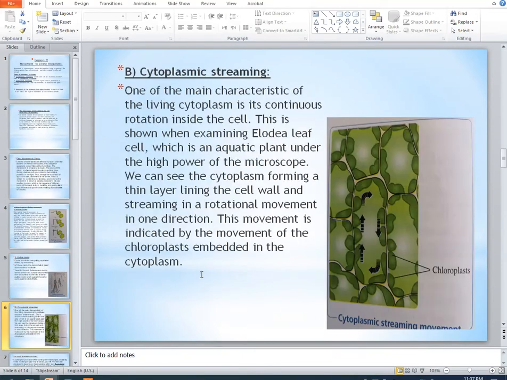We also have cytoplasmic streaming. One of the main characteristics of living cytoplasm is its continuous rotation inside the cells, shown by examining an Elodea leaf cell, an aquatic plant, under the high power of a microscope. We can see the cytoplasm forming a thin lining along the cell wall and streaming in rotational movement in one direction. This movement is indicated by the movement of chloroplasts embedded in the cytoplasm.